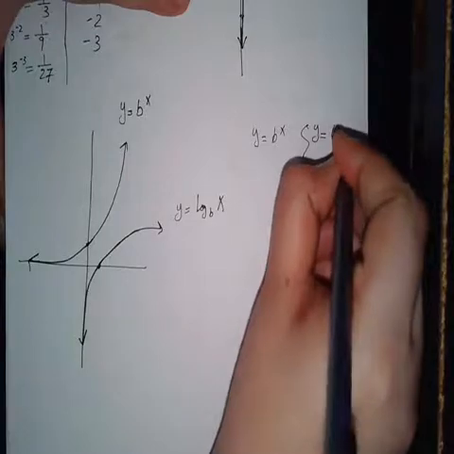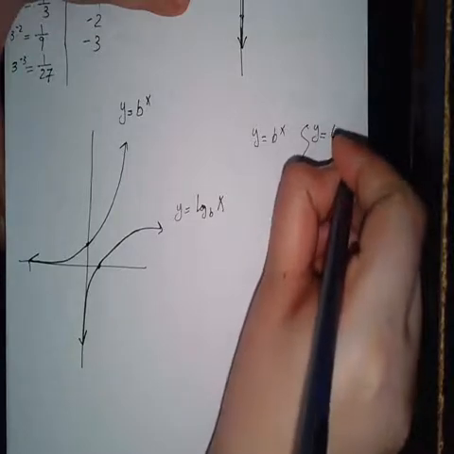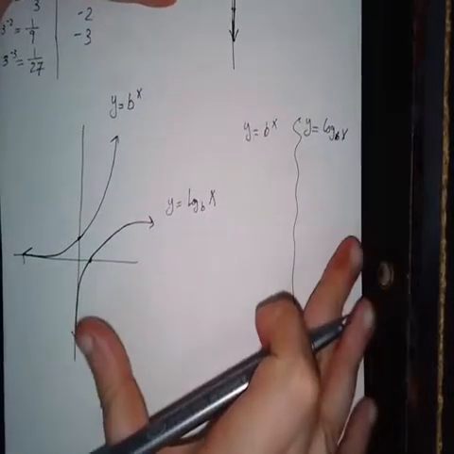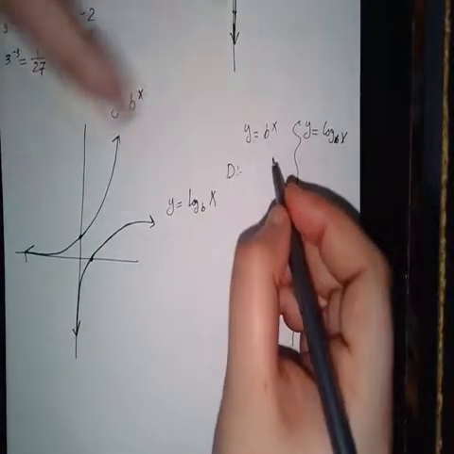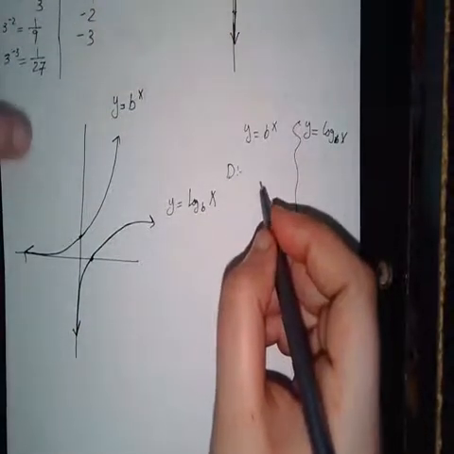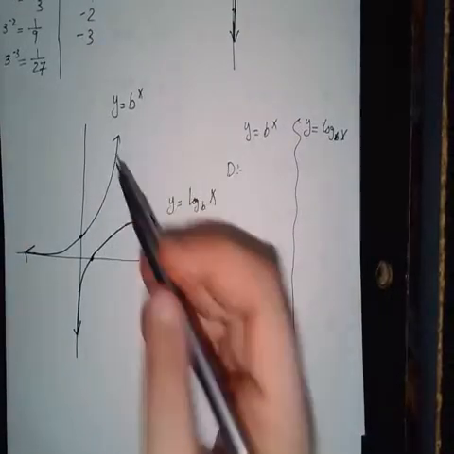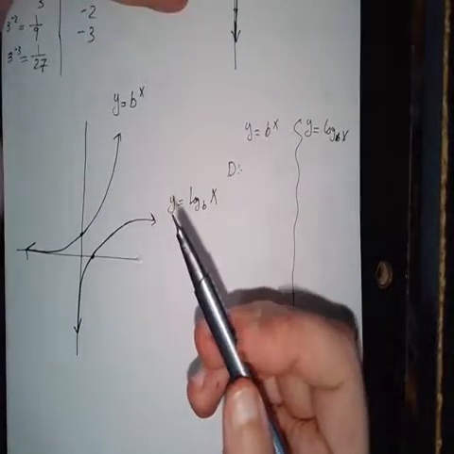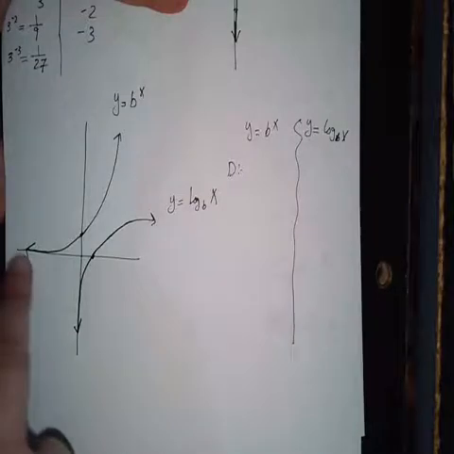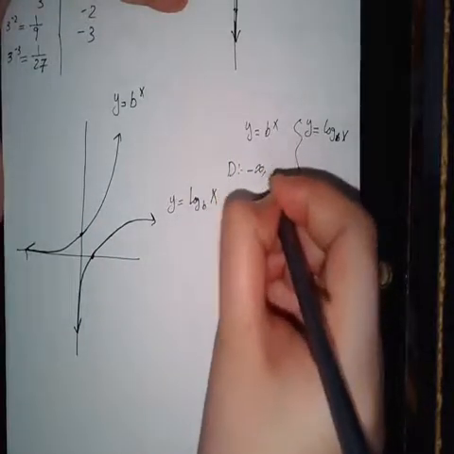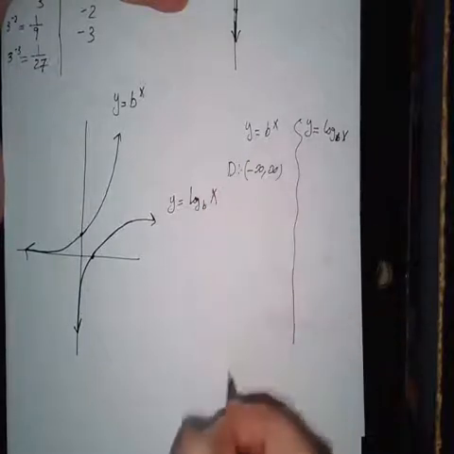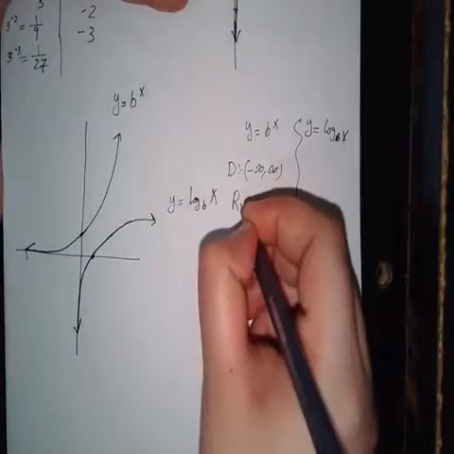So log base b of x. Right? Okay. Let's start with the domain. The domain of the exponential one is negative infinity to positive infinity, right? So as far as x is concerned, it's going to negative infinity and positive infinity. Done. How about the range?